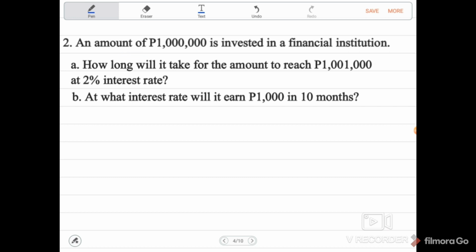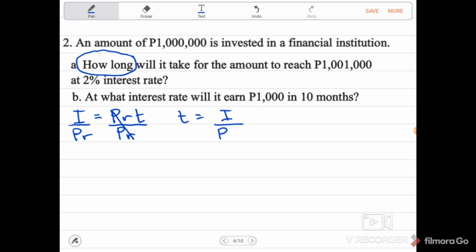So sa letter A, ang hinahanap natin is time. Kasi how long. Doon lang naman iikot yan sa formula natin na I is equal to PRT. Ang hinahanap natin dyan is T. Time. So, i-derive natin yung formula divided by PR. So, the value of the formula for T is I over PR.